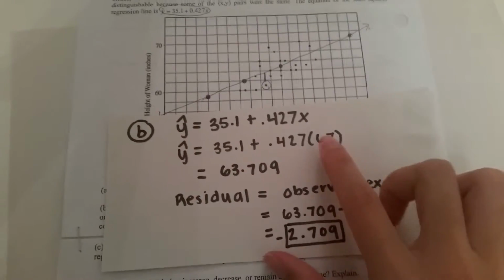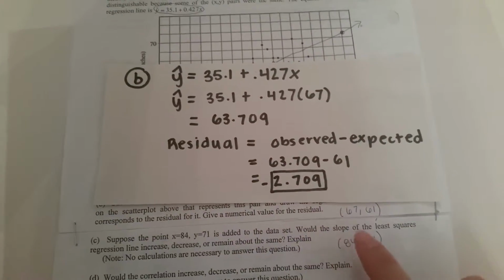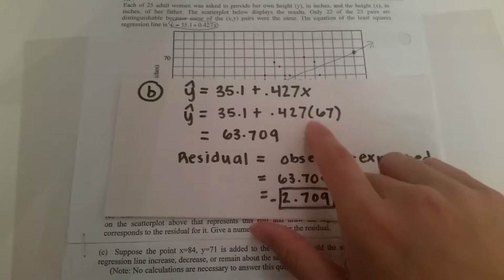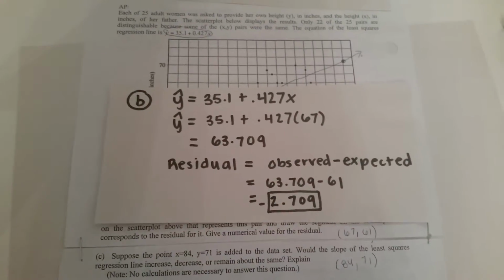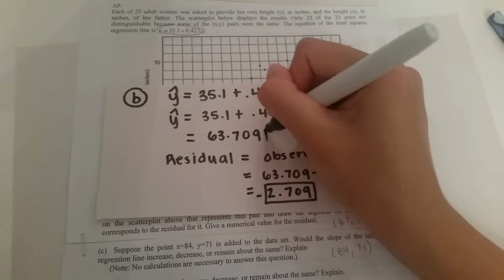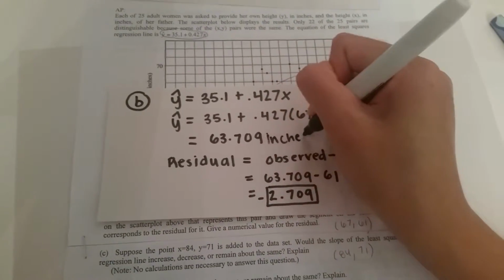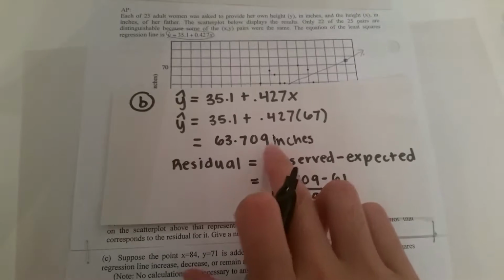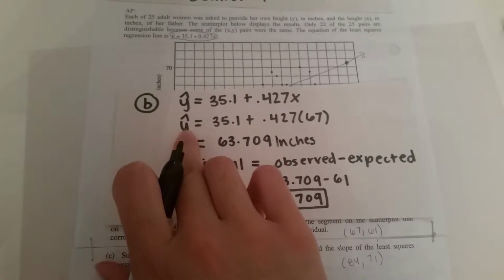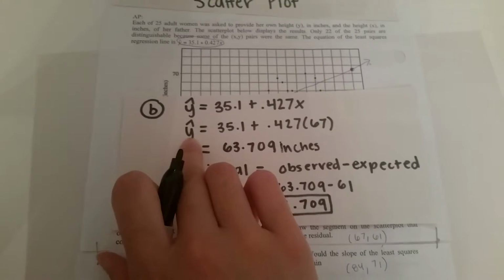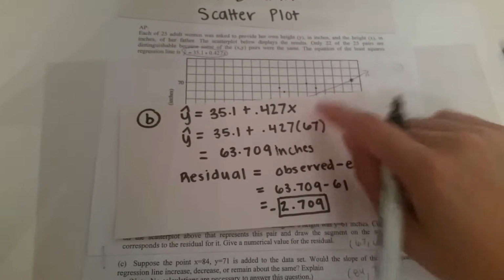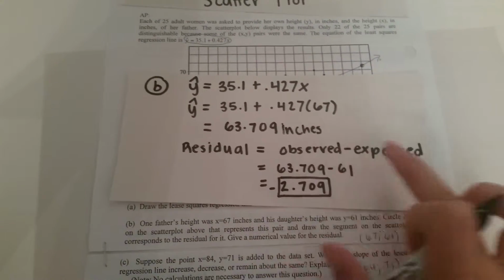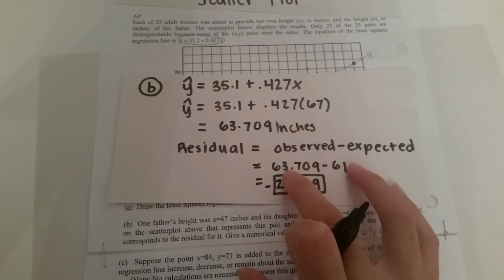Okay. Now to look for the exact value, you simply plug 67, which is the x value, into the equation, and you have an expected value of 63.709 inches. And remember to always refer back to the context, okay? So that would be the daughter's height. Y hat is the daughter's height, whereas the x is the father's height. That's the x value. So the residual is the observed minus the expected.